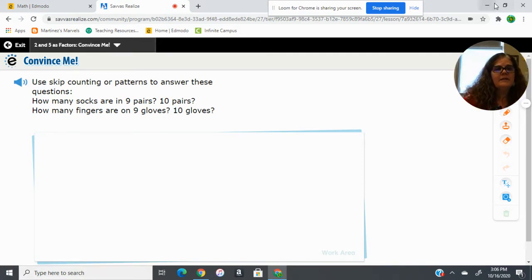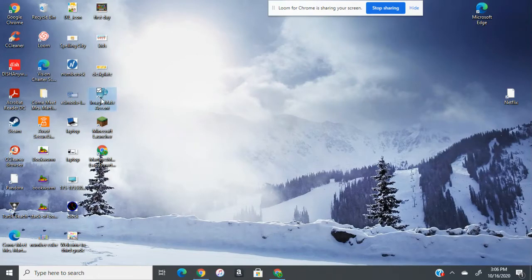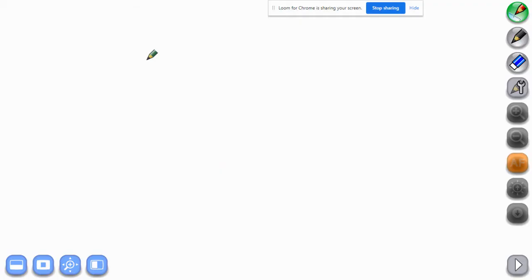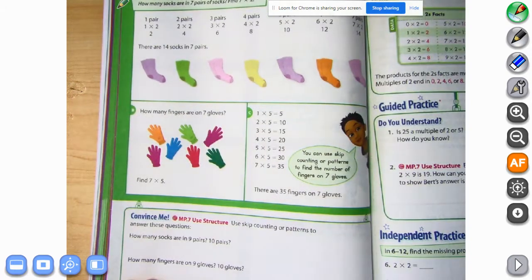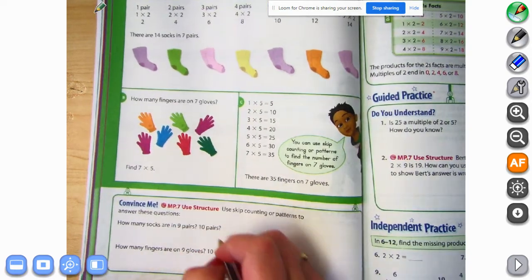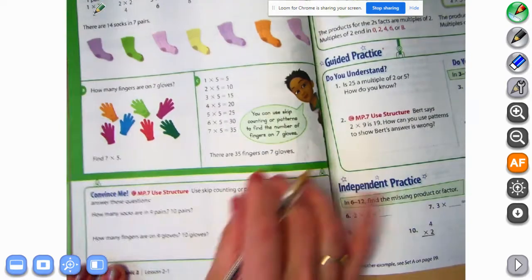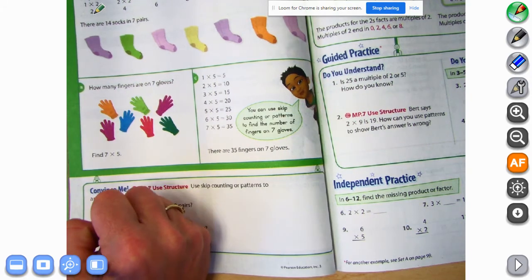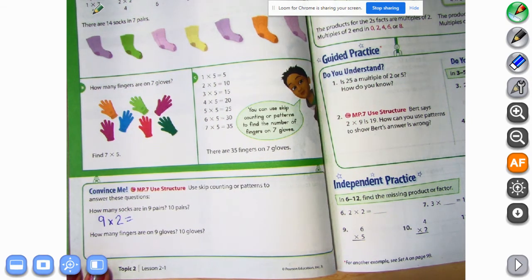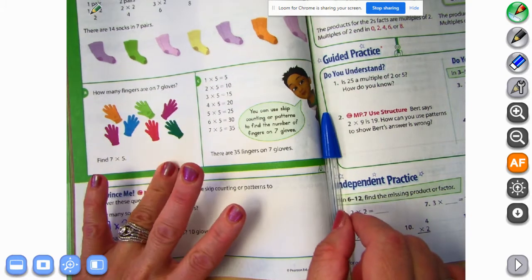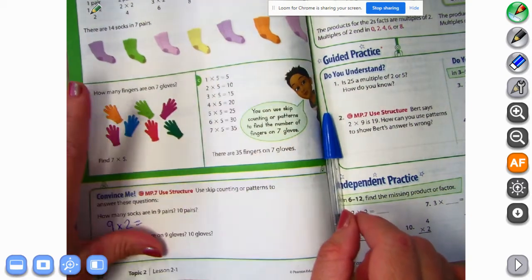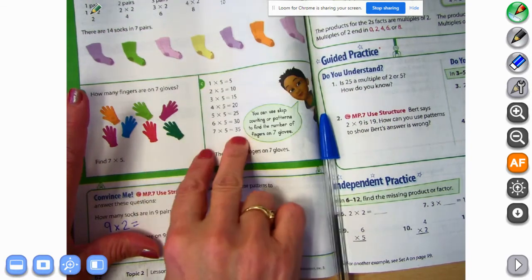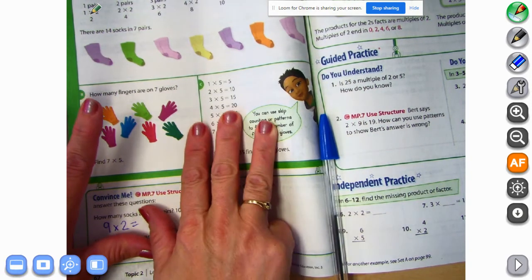So we're going to go over here to page 62. And we're looking at how many socks are in 9 pairs. Okay. So if I have 9 groups of, and a pair of socks has 2, I can skip count by 2 9 times. 2, 4, 6, 8, 10, 12, 14, 16, 18. So that is 9.